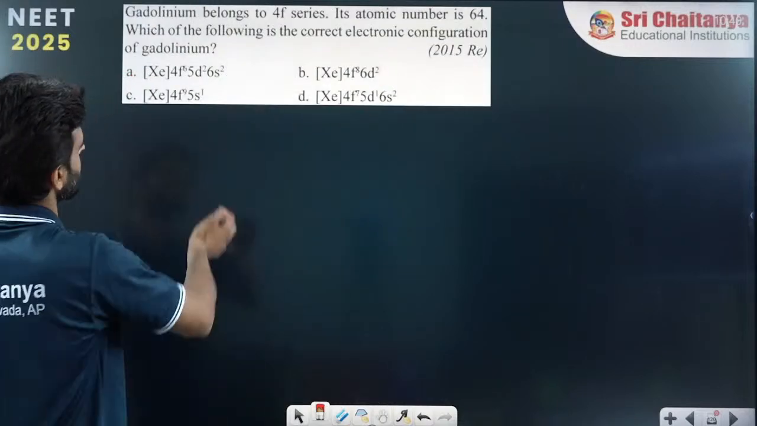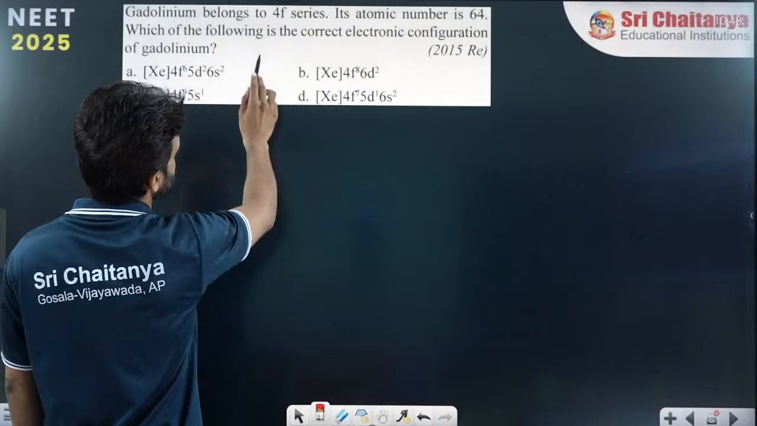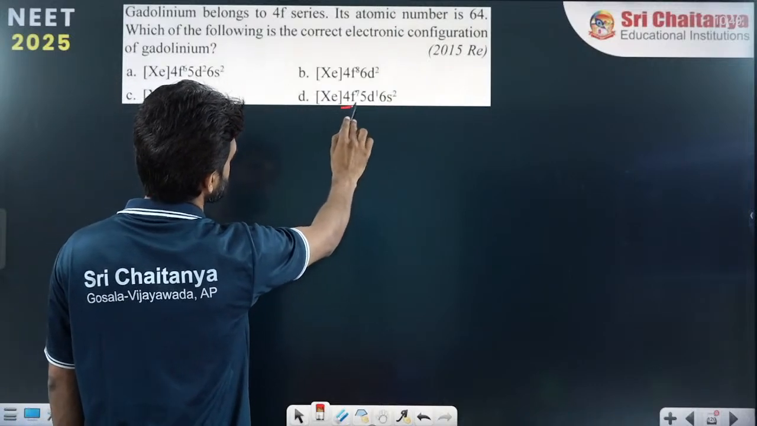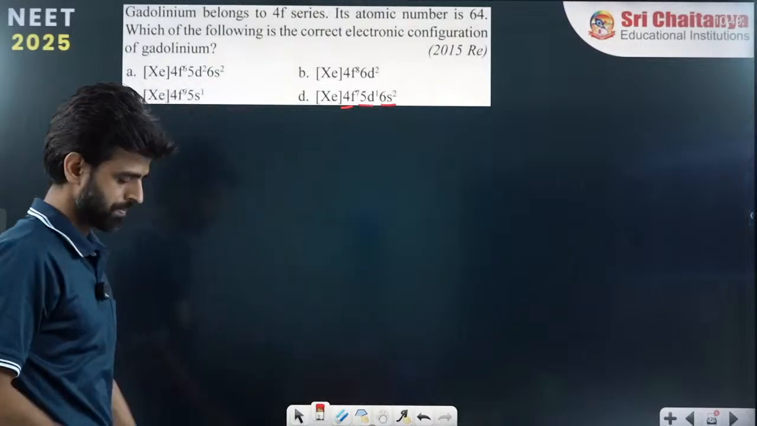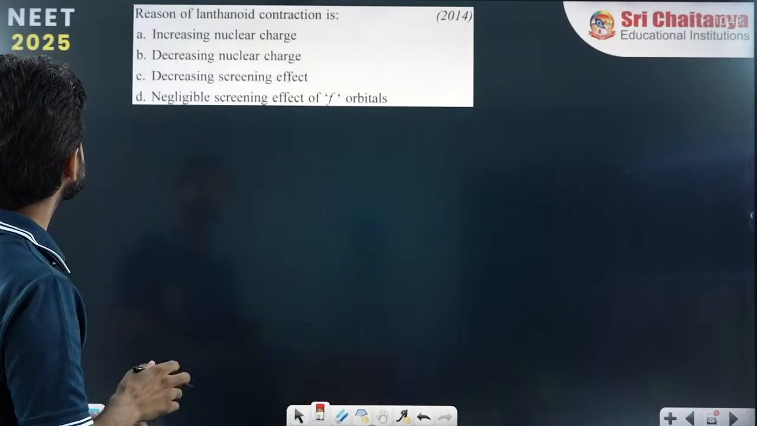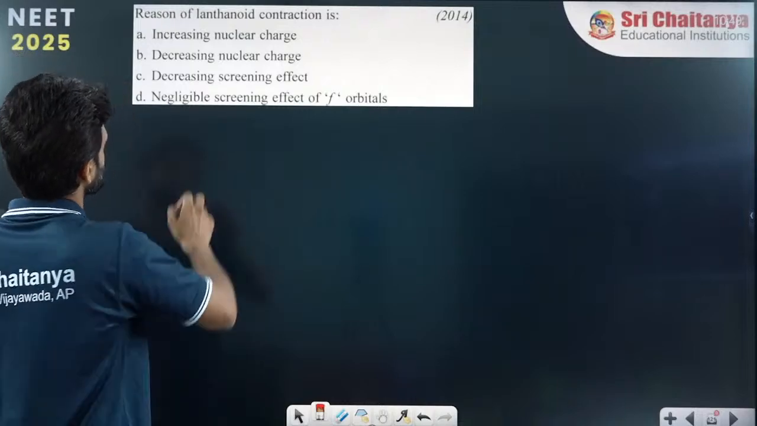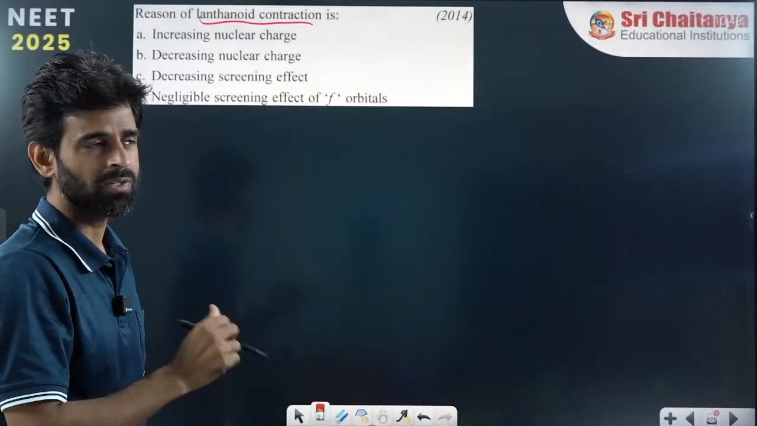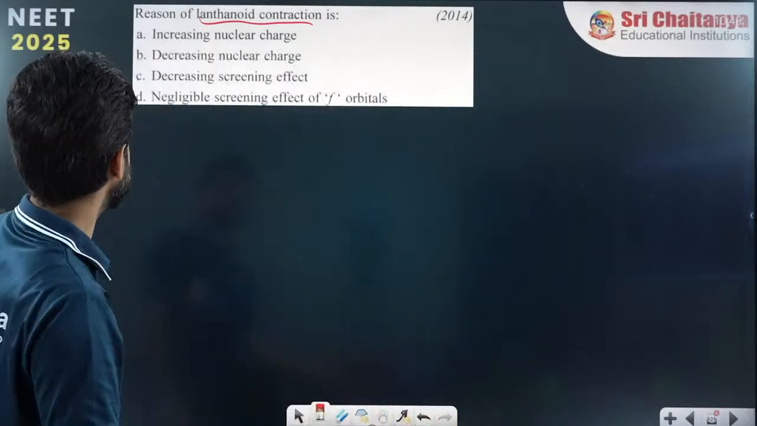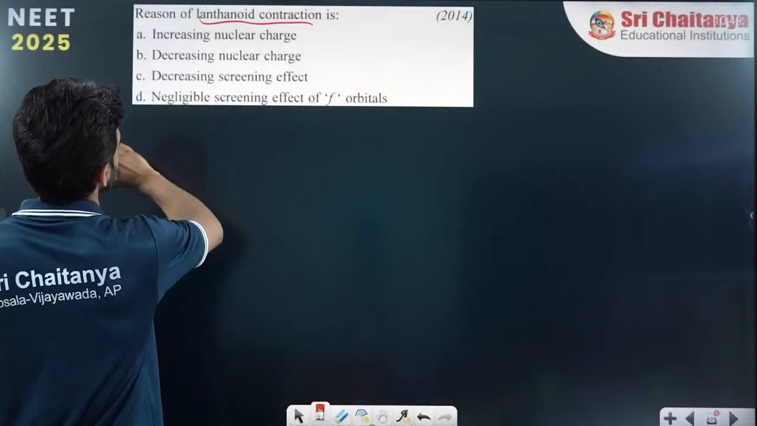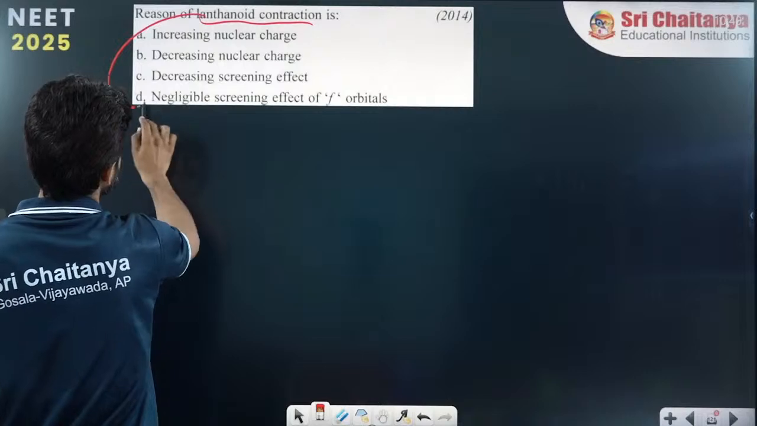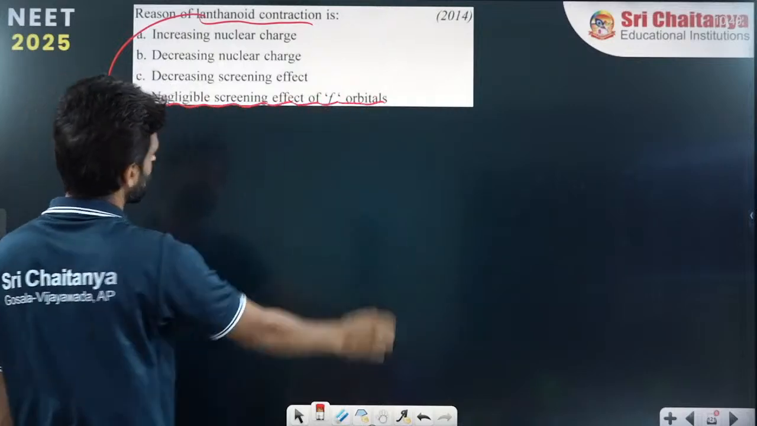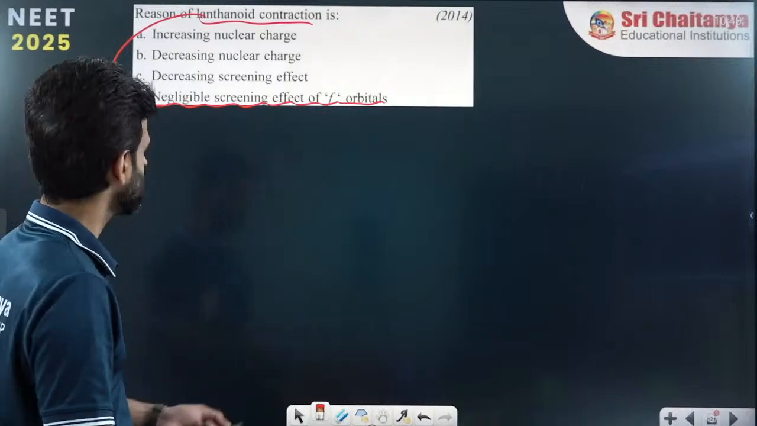Gadolinium they are asking again. Again, a NEET question, beta. What is gadolinium? This is 4f7, d1, 6s2. The reason for the lanthanide contraction, as I said before, is the poor shielding of 4f electrons, which causes lanthanide contraction, and poor shielding of 5f electrons is responsible for the actinide contraction. Fine. So what will you say here? Yes, it is because of the negligible screening or shielding effect of f orbitals or their electrons. You can say that, right?